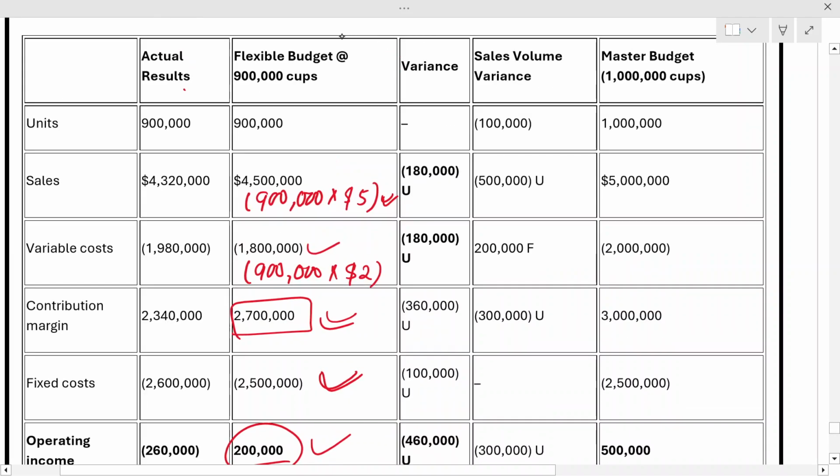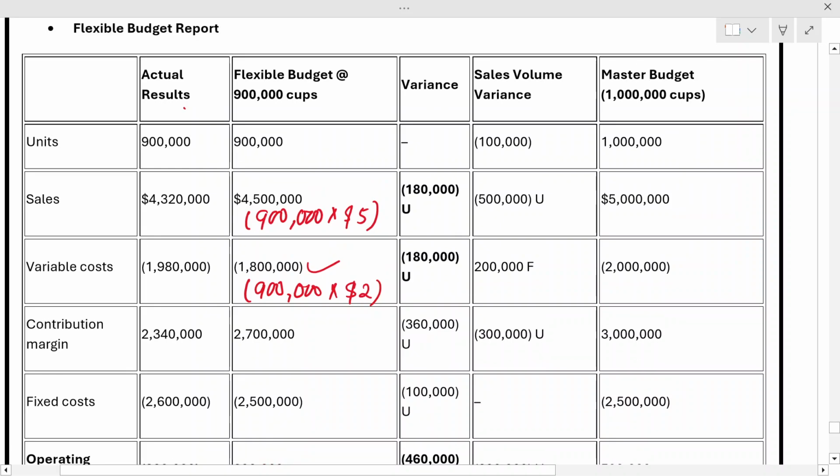Now, what we need to do? We need to simply go and see the variance. In sales, we planned for $4.5 million, but we actually did $4.3 million, making it an adverse variance of $180,000. Right, you can see $180,000 adverse, the difference of both of them. If we see the variable cost, we planned that the variable cost should be 1.8 million, but here it is 1.9 million. So, again the variable cost has $180,000 of adverse variance.